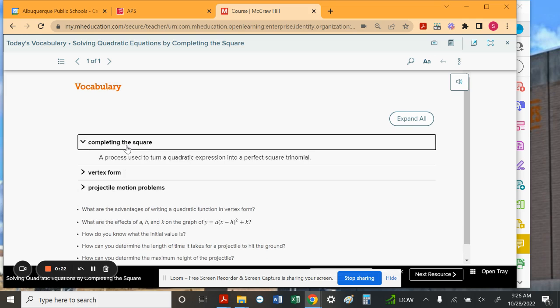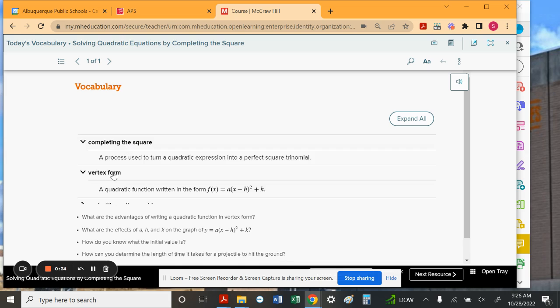It will help us find some of the other points, and we'll get into whether the function is going up or down, any of those kinds of information. That's really what this vertex form is.